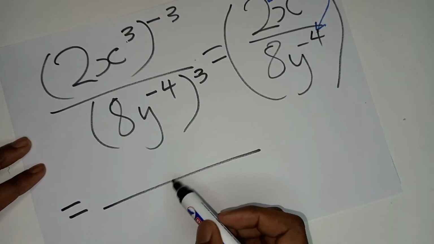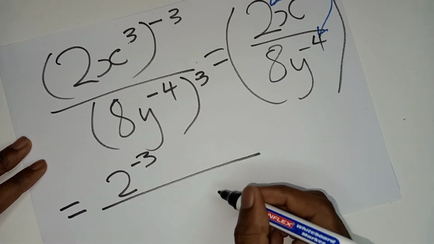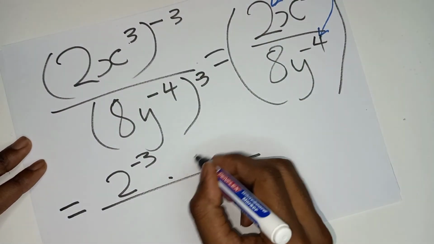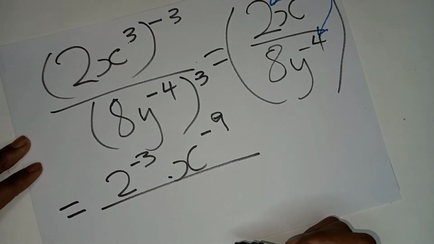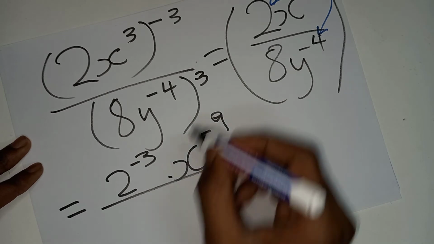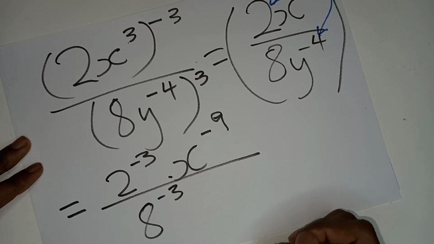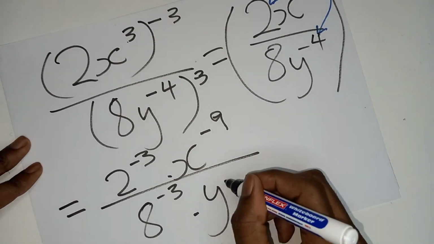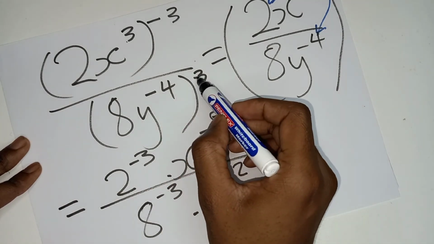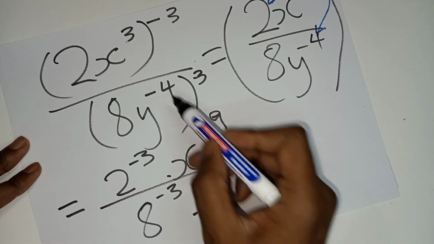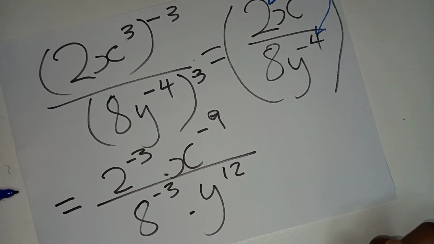At the top, I'm going to have 2 to the exponent of negative 3 times x to the exponent of negative 9, 3 times negative 3, right? Divided, at the bottom, I'm going to have 8 to the exponent of negative 3 times y to the exponent of positive 12, because I have negative 4 times negative 3, negative becomes positive. 4 times 3 is 12, right? That's what you get.